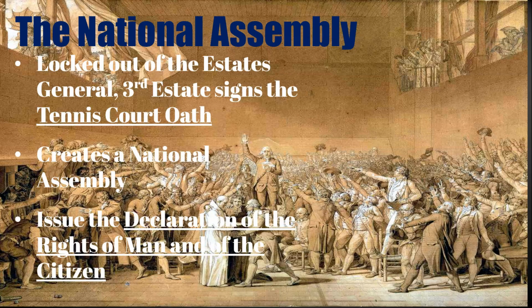In turn, the Third Estate looked for ways to grab power, and they created this thing called the National Assembly. After they were locked out of the Estates-General, because the First and Second Estate held a meeting without them there, the Third Estate said, you know what, fine, you can lock us out, we're just going to create our own congregation of people, and we're going to call it the National Assembly. And they signed what was called the Tennis Court Oath, which creates a National Assembly where they would issue what we're going to read later this week, the Declaration of the Rights of Man and Citizen, very similar to the Declaration of Independence, but it's more so declaring rights of the people rather than just declaring independence.